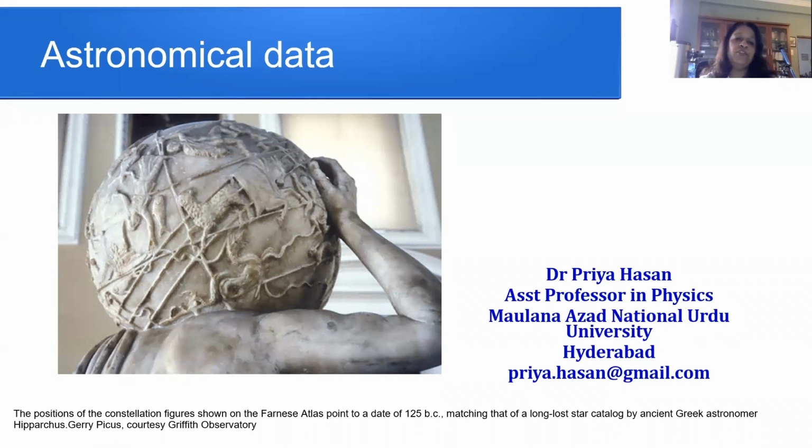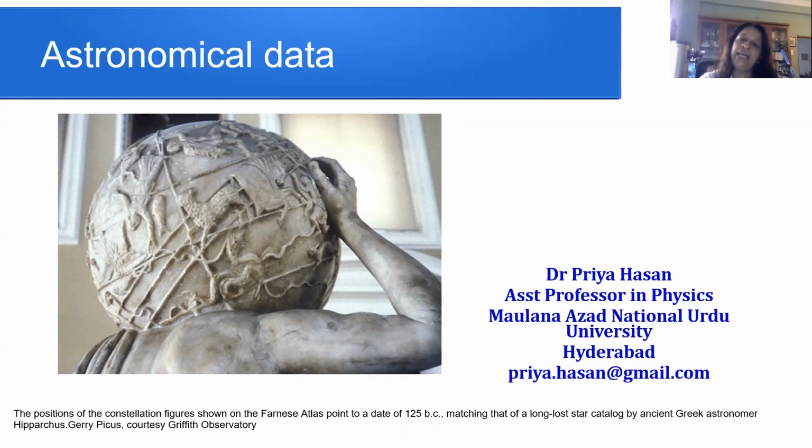Now, what you see in this image over here is an image of a globe where you have constellations marked. And these positions of the constellations point to a date of about 125 BC, which matches the catalogue made by the Greek astronomer Hipparchus. Hipparchus was amongst the earliest to catalogue data about stars, their positions, their brightness, in a very systematic manner. And that's exactly what we call astronomical data.